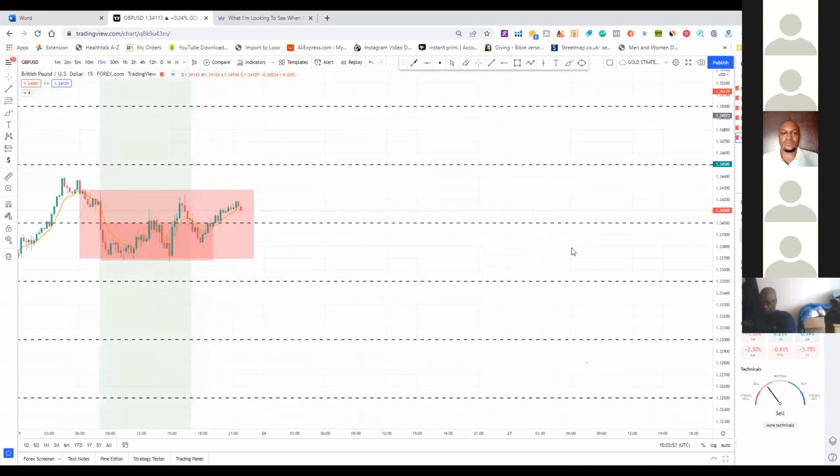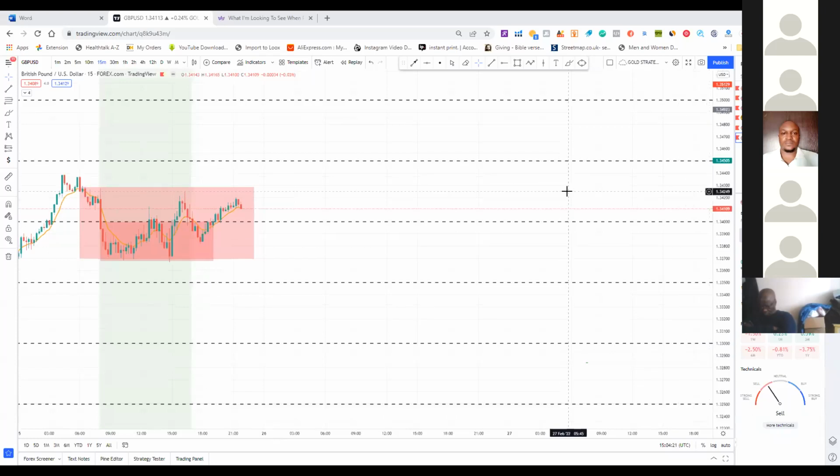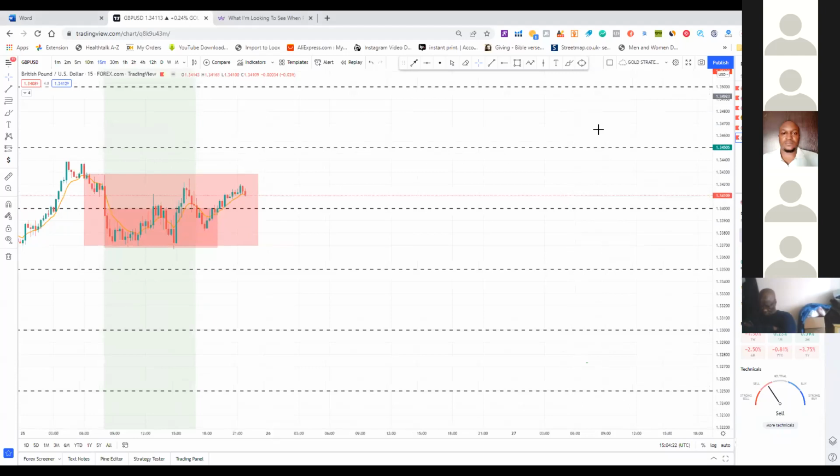Let me see. Is it every trade that retests? No, every trade doesn't retest. There are some breakouts that just go all the way and don't retest, but it's not common. Most times what is common is that there's a break and retest. That's what is common.